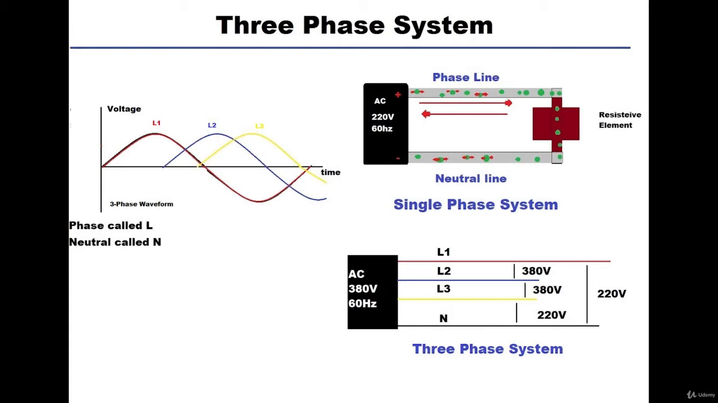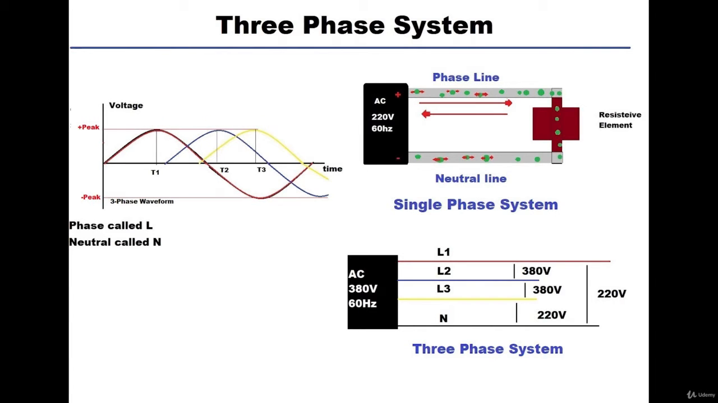However, if we observe the first phase line, we see that it reaches the peak before the second and the third line. If we take a closer look at this waveform, we will see that the three phase lines reach the peak voltage at different time instances. So phase line 1 reaches the peak first. After some time, the second one reaches the peak. After some time, the third one reaches the peak. We call this difference in reaching the peak voltage value the phase difference.